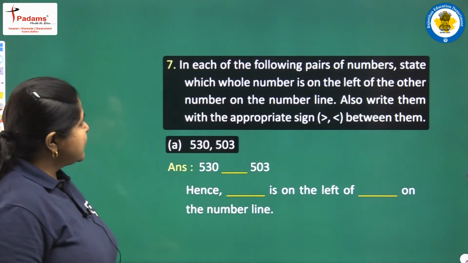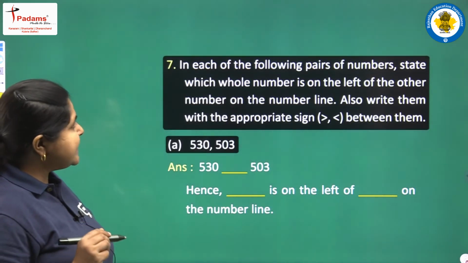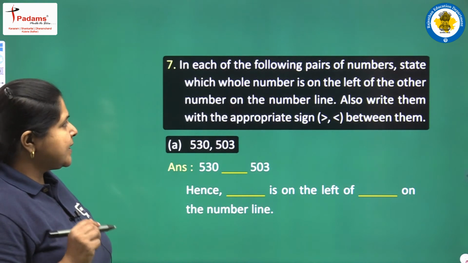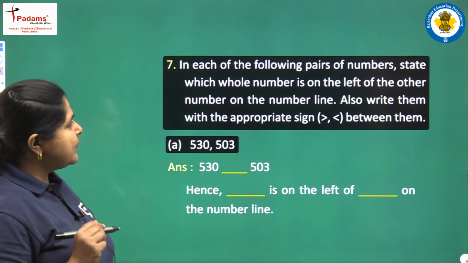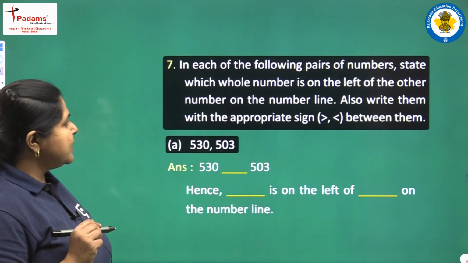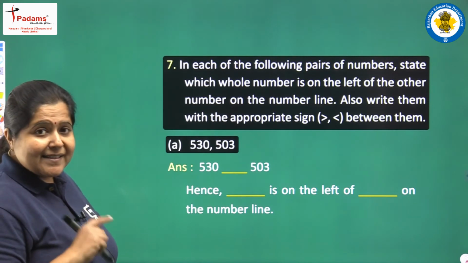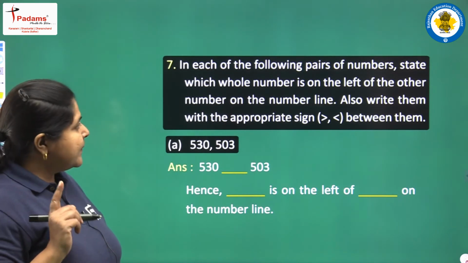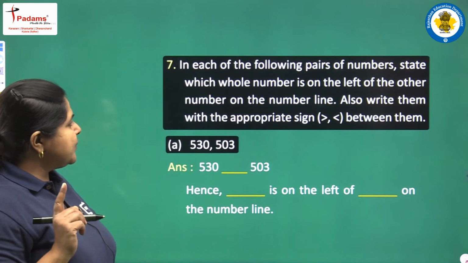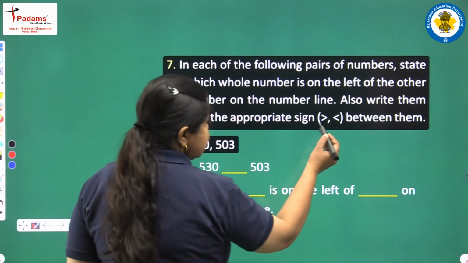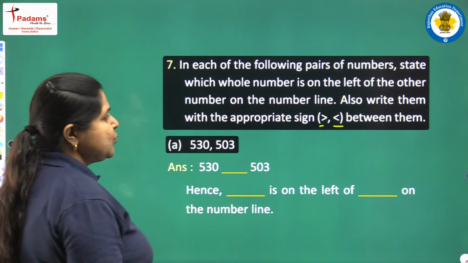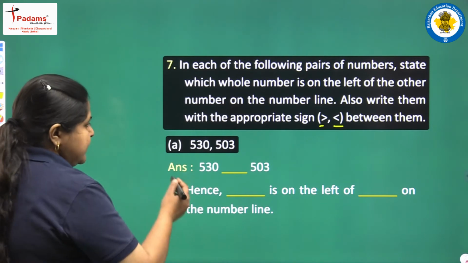We move on to question number 7. In each of the following pairs of numbers, state which whole number is on the left of the other number on the number line. This is a question based on number line. Also write them with the appropriate sign, greater than or smaller than, between them. This is the first one.